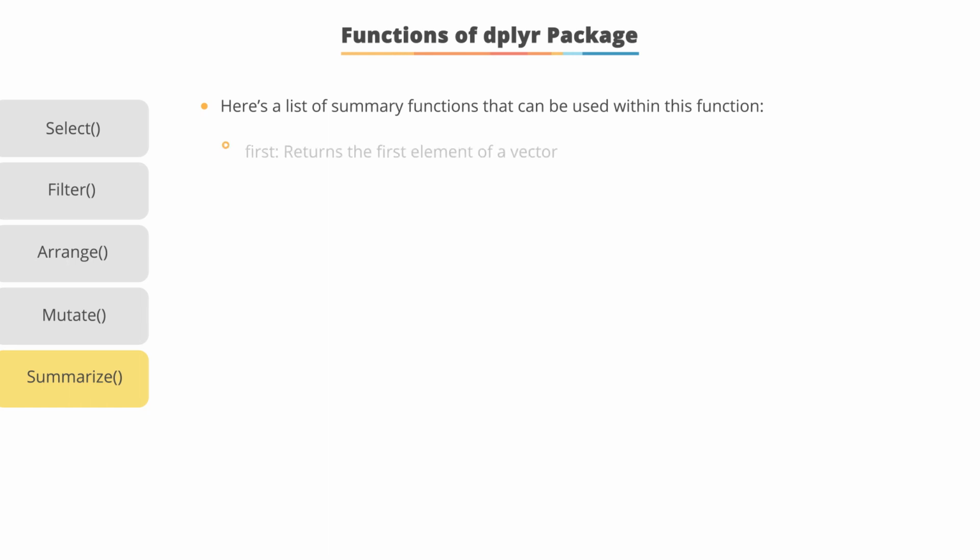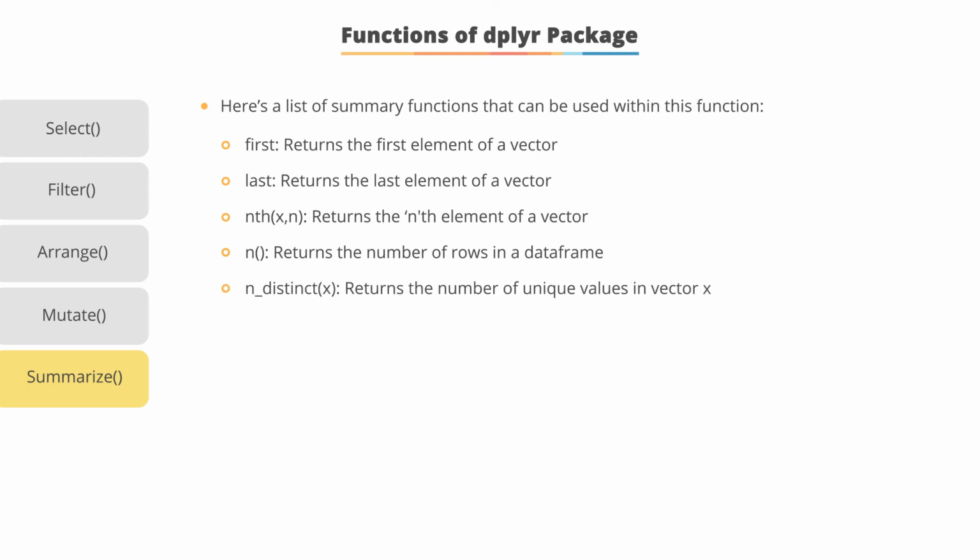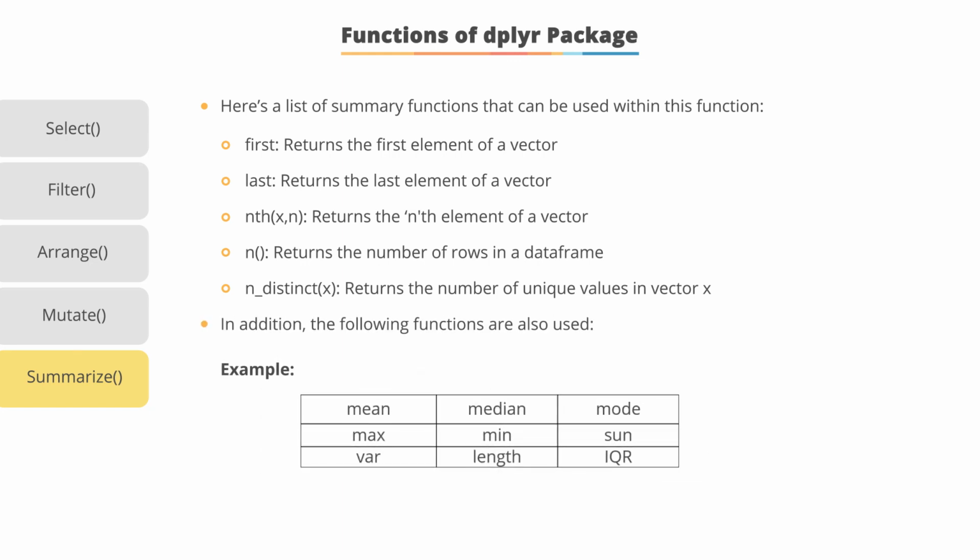So here's a list of summary functions that we can use within this function as well. Within dplyr, first will return the first element of a vector, last will return the last. nth returns the nth element of a vector. n with parentheses will return the number of rows within a data frame, and distinct will return all the unique values within that vector itself. And then we also have a lot of basic commands, right? So we have the mean, the min and the max, the median, the mode, sum, var, length, and IQR, which is the interquartile range.